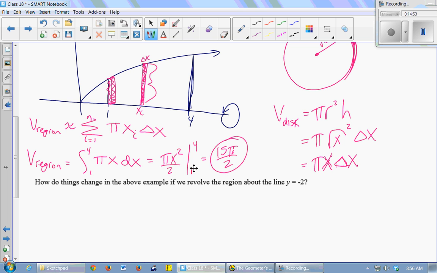All right, so how are things going to change in this example if instead I revolve this same region, this exact same region, the area bounded by square root x, the x-axis, and the vertical lines x equals 1 and x equals 4, in pink since that's what my rectangles are. I'm going to take that same region, and instead of rotating it around the x-axis, I'm going to rotate it around the line y equals -2.